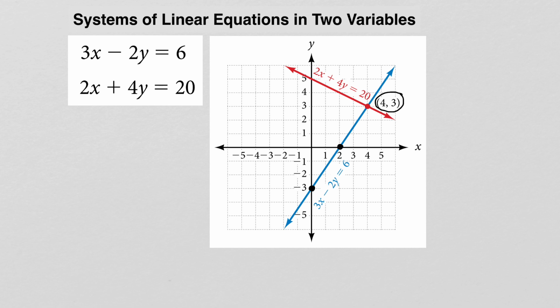So basically, when you're solving a system of linear equations in two variables, you are trying to find the point where two lines intersect. But here's the thing. We don't want to find the solution by graphing. We want to have an algebraic method for doing this.